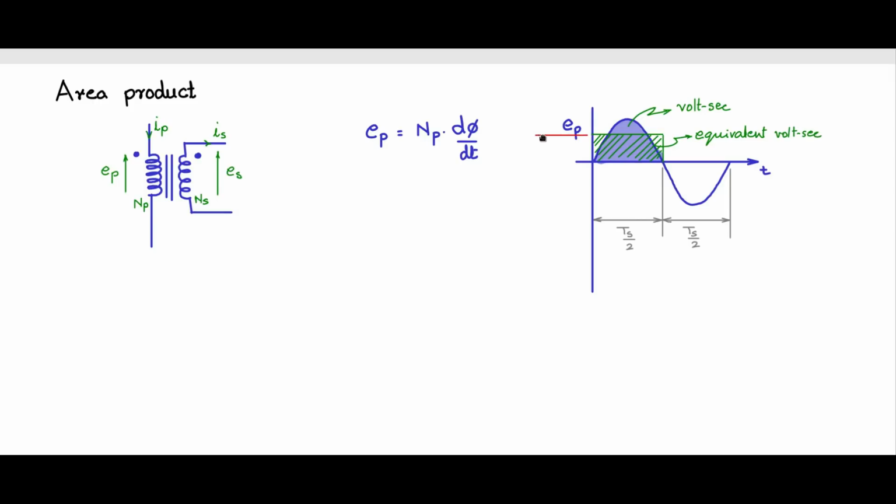Then what is this flat top value? That will be the average of this particular wave shape. So whatever be the wave shape, whether it be a sine wave, a square wave, a triangular wave, or any other arbitrary wave shape, take the average of that, and for the half period it will be equivalent to a square wave with a flat top, where the height is nothing but E primary average, because the volt second is the same in all these cases.